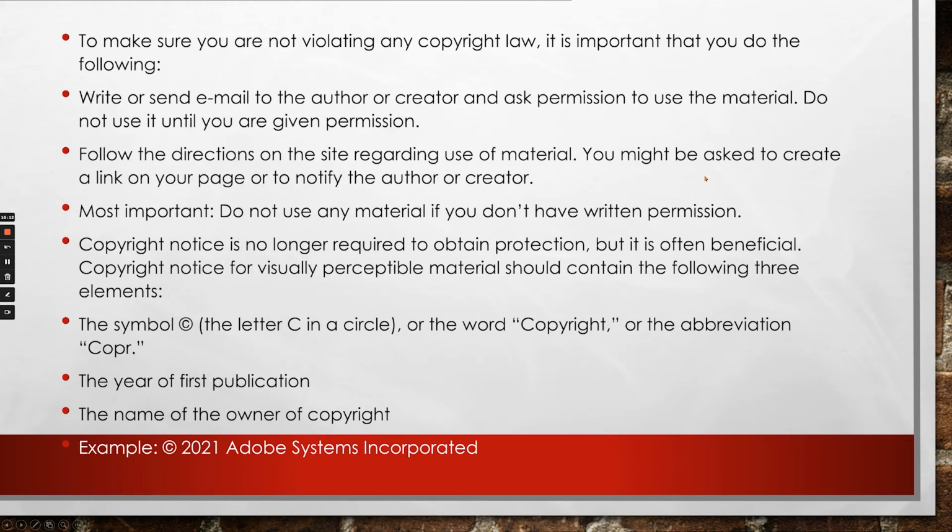You can ask for permission and follow what they want. You don't have to have a copyright notice. Keeping whatever symbols they have on there is a good idea, and knowing the name of your copyright. So just look at that kind of thing.